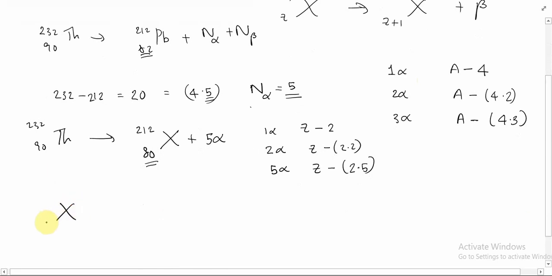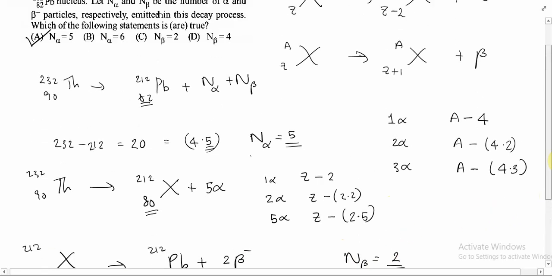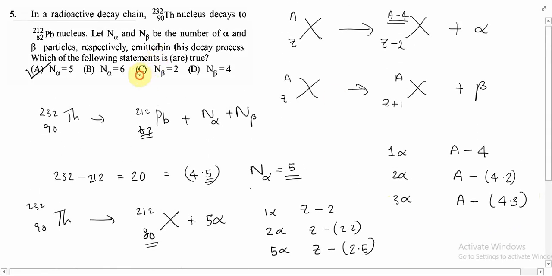So X (80) 212 will get changed to lead-212 (82) plus 2 beta particles. The atomic number gets changed by 1 for each beta particle, so the number of beta particles in this case is 2. So our option is N beta is equal to 2, that is option C. Hope you understood this solution. Thank you.